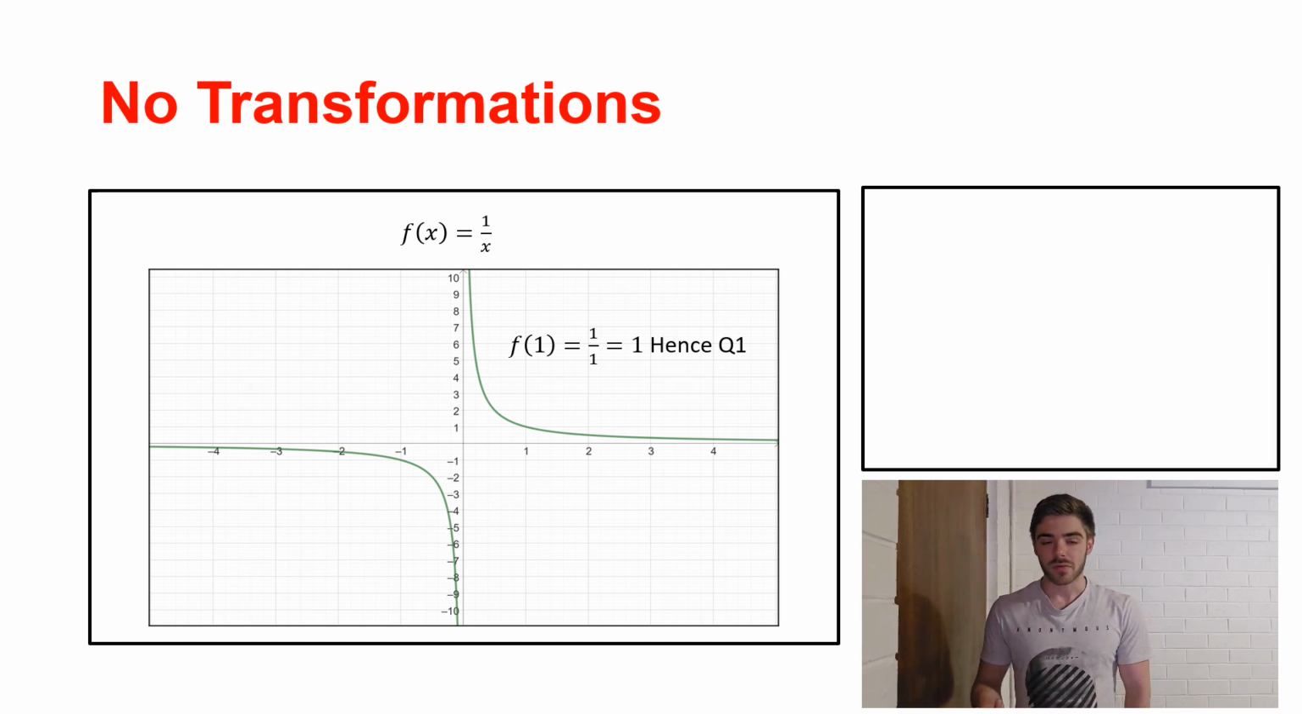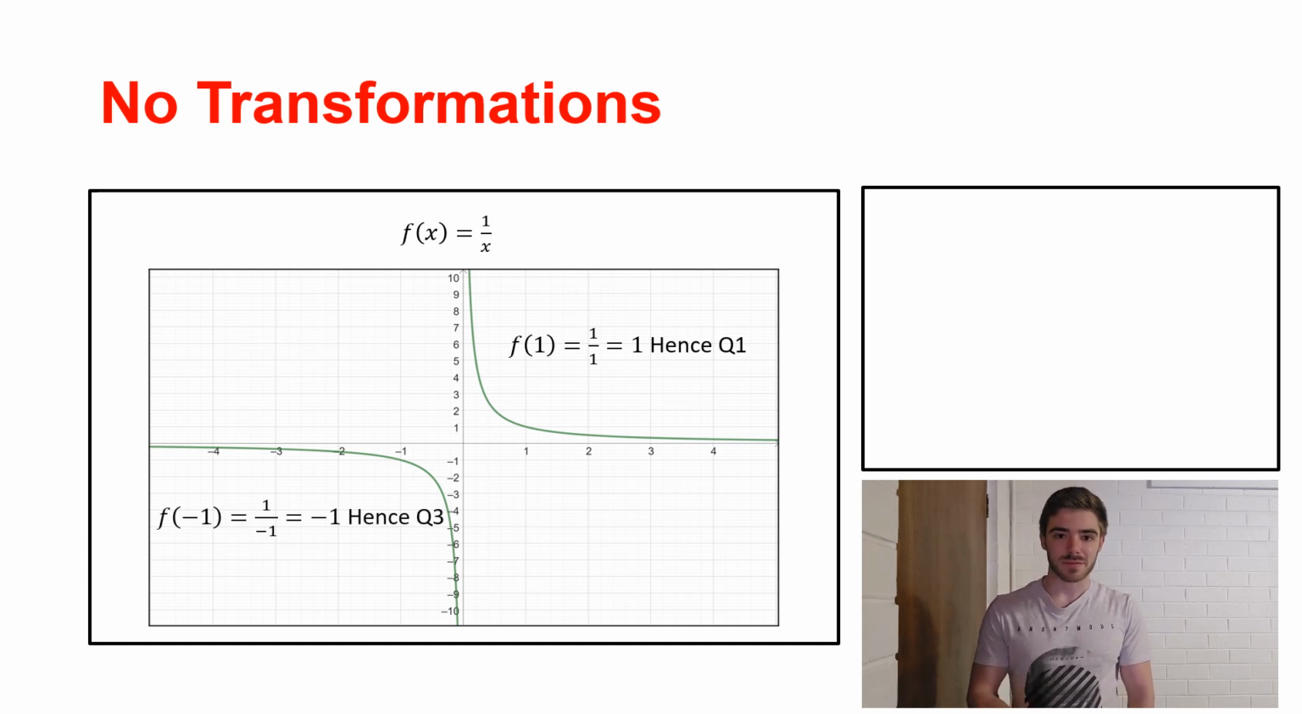From there, I can either remember that the hyperbola is symmetrical, and therefore the other half is going to be in quadrant 3, or I could go ahead and sub in a negative x value. For example, if I subbed in x equals negative 1, I would get y equals negative 1. When both the x and the y are negative, that means quadrant 3.